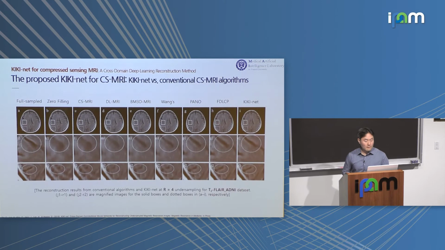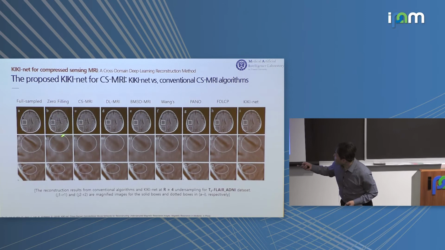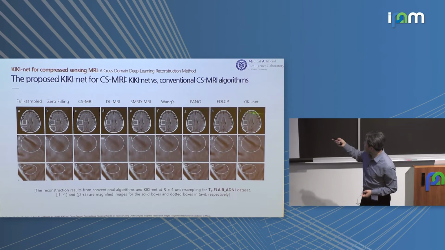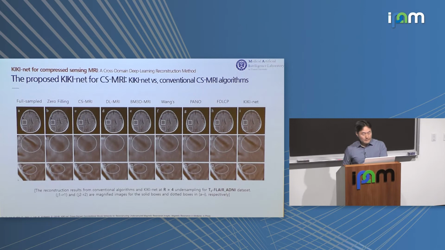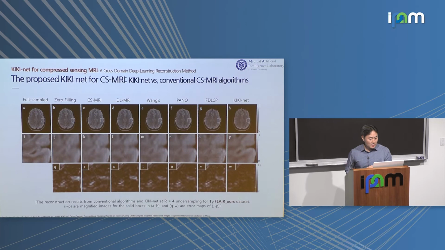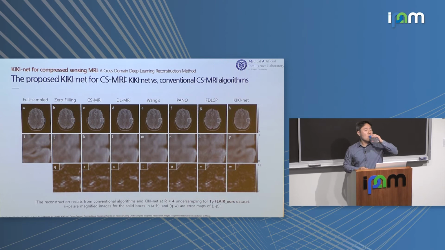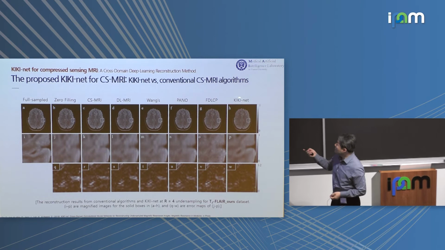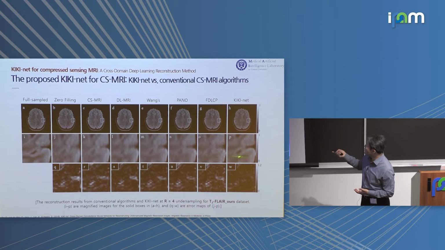And this is another example. This is the fully sampled version. And if we use the zero filling reconstruction, then those structures are destroyed a lot. But if we use the KikiNet, then we can restore this detailed structure pretty well. And this is another example. And this last figure, which is also in the paper, also suggests the KikiNet, the dual domain approach, can restore the details of the original image pretty well.